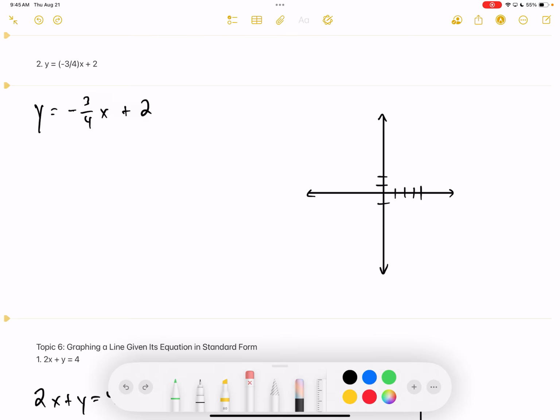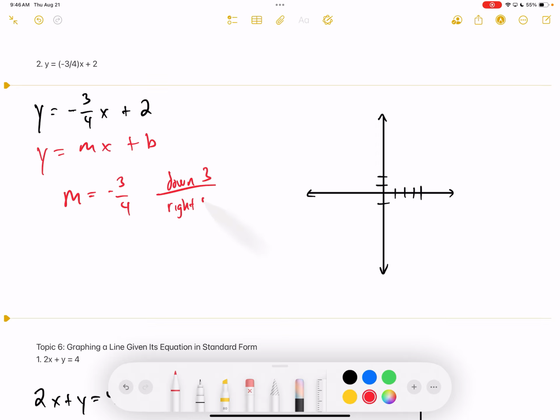The next one, same idea here. It's already in y equals mx plus b. So we're going to do our y equals mx plus b. Our m is -3/4. So I'm going to go down 3 because it's negative and to the right 4.